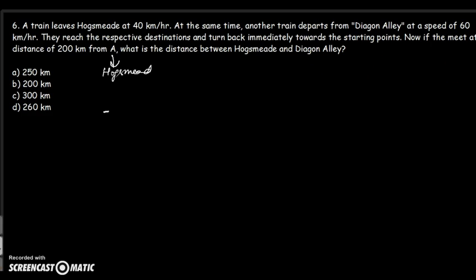Let us draw this. Hogsmeade to Diagon Alley. First train starts from Hogsmeade, it reaches Diagon Alley and then comes back. Similarly, the train that starts from Diagon Alley reaches Hogsmeade and then comes back. So this is their second meeting point, and this meeting point is 200 km away from Hogsmeade.